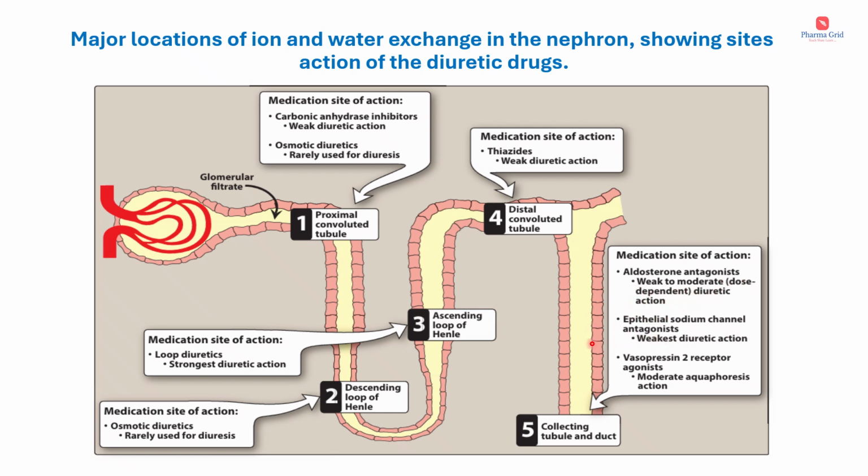Then epithelial sodium channel antagonists. They have the weakest diuretic action. And the last one is vasopressin 2 receptor agonists. They have a moderate aquaporesis action. And the two most important sites are the ascending loop of Henle, which is a major site of action for loop diuretics; then the distal convoluted tubule, which is a site of action for thiazide diuretics; and the collecting tubule and duct, the site of action for aldosterone antagonists.